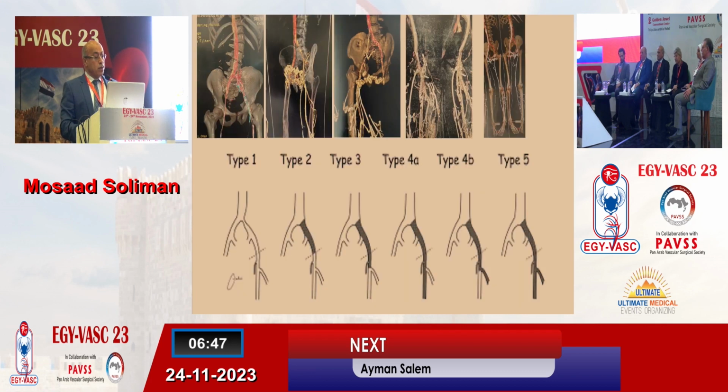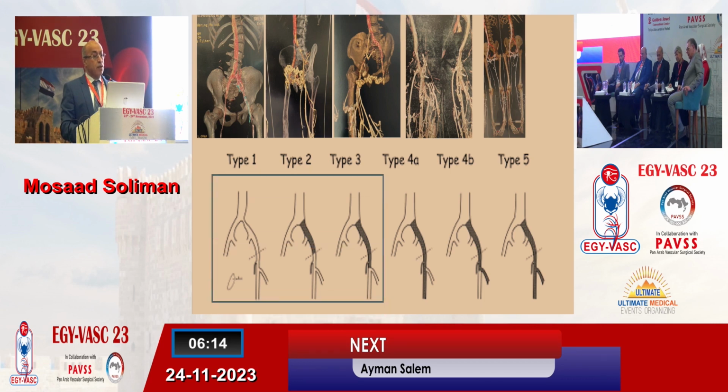When we go through the escalation in the typing system from type 1 to type 5, starting with the mechanical compression by May-Turner syndrome, then involvement of the whole iliac system, followed by involvement of the common femoral, and then extension to the deep femoral or superficial femoral or both together, we will find this escalation has its impact on the severity of the PTS, as well as its impact on the strategy for management.